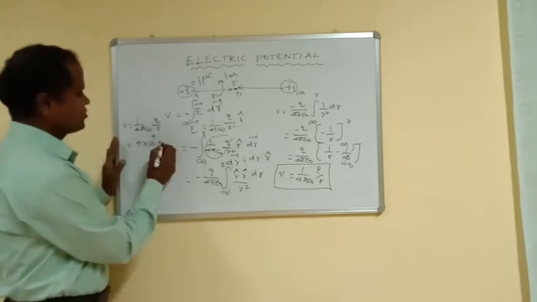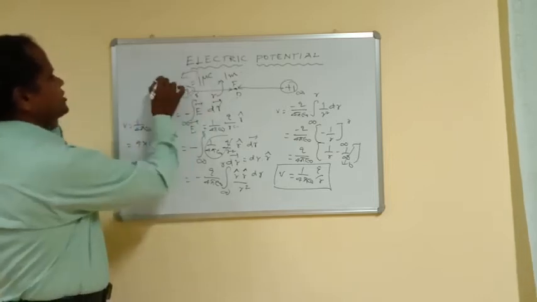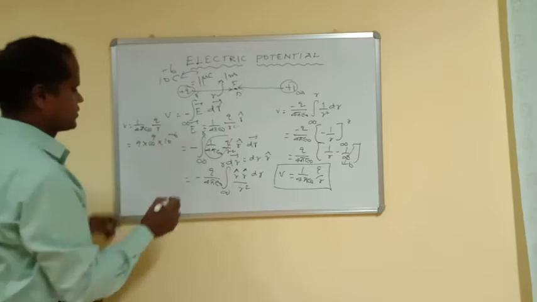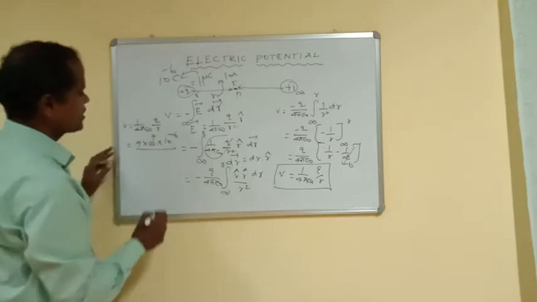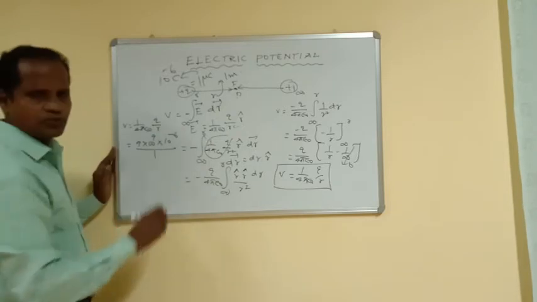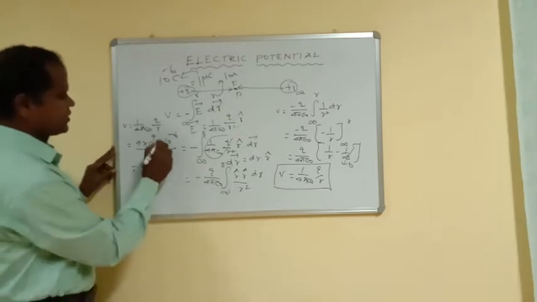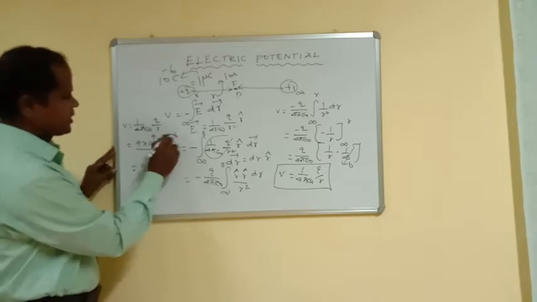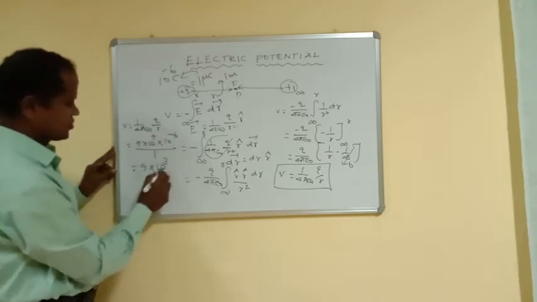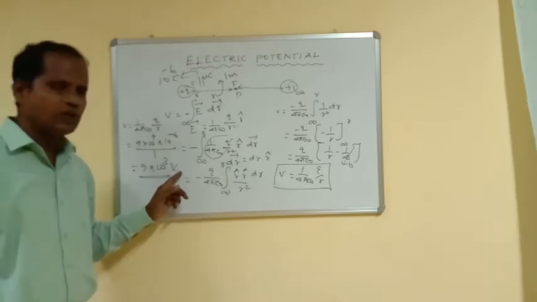1 microcoulomb, so 10 power minus 6. 1 micro means 10 power minus 6 coulomb, and what's the value of r? 1 meter. Okay, so substituting these values, you get 9 into 10 power 9 minus 6, which is what? 3. So V is equal to 9 into 10 power 3 volt.